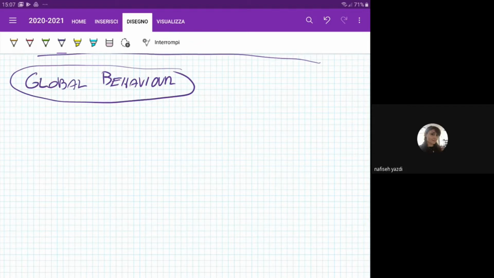Okay, let's resume the class and let's see the accelerometer from the global behavior point of view. What does it mean, global behavior? If you remember, for example, the behavior of the rheostat or whatever displacement sensor, we didn't notice any time dependency.